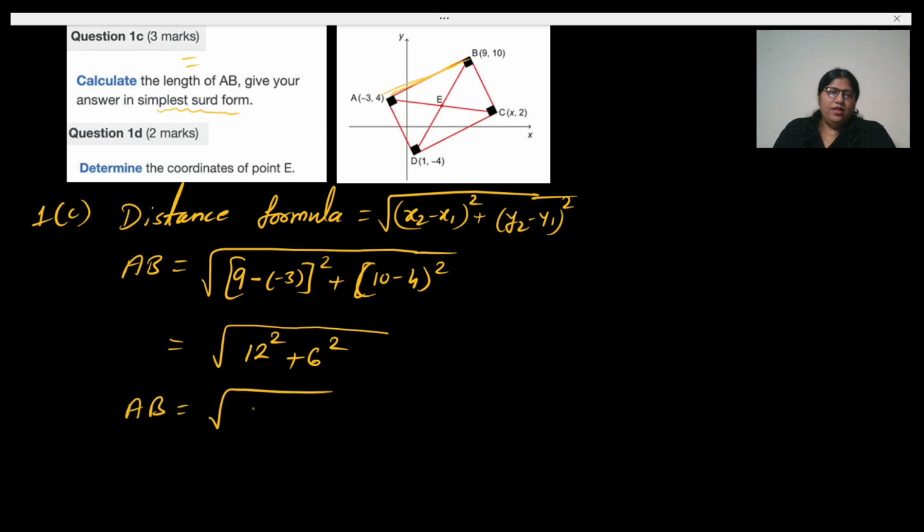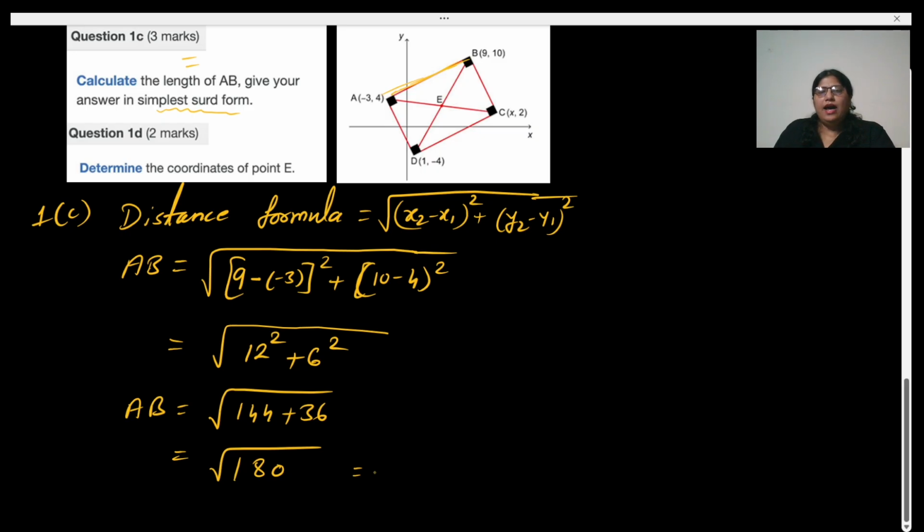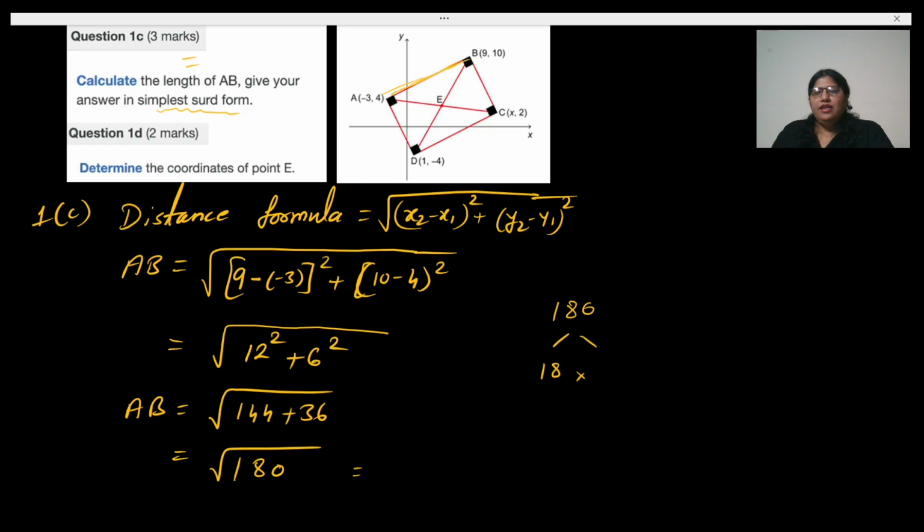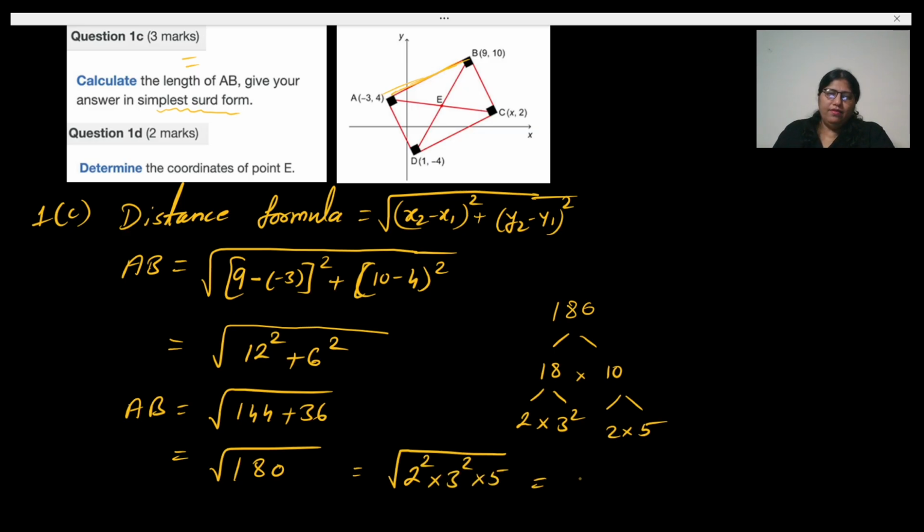AB will be 12 square is 144 plus 36, which is root 180. Now I have to do prime factorization so that I can write down the simplest form of the surd. So 180 you can take as 18 times 10, then 18 can be written as 2 into 3 square and 10 can be written as 2 into 5. Write down the possible factors in square form. So 2 square into 3 square into 5, that is going to be 6 root 5 units. So 6 root 5 units is going to be the length of AB, which is in the surd form.